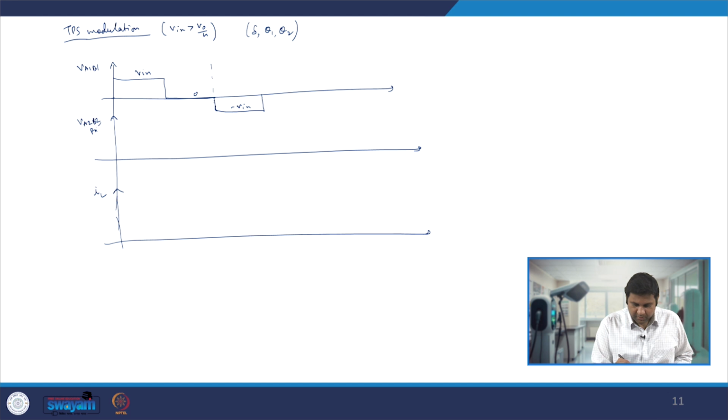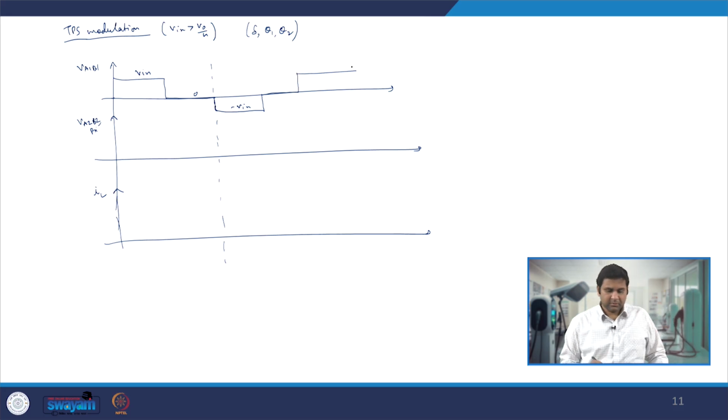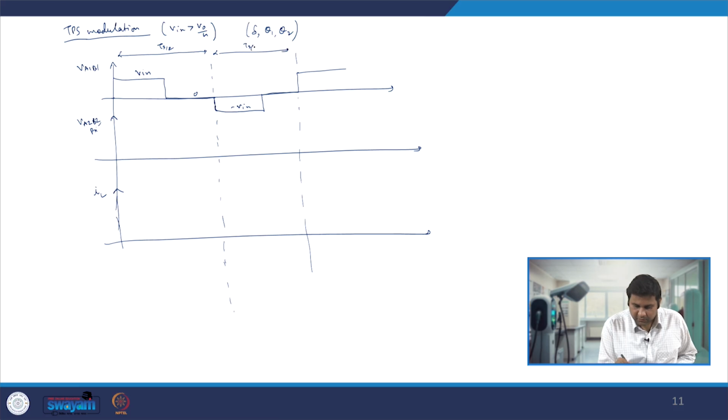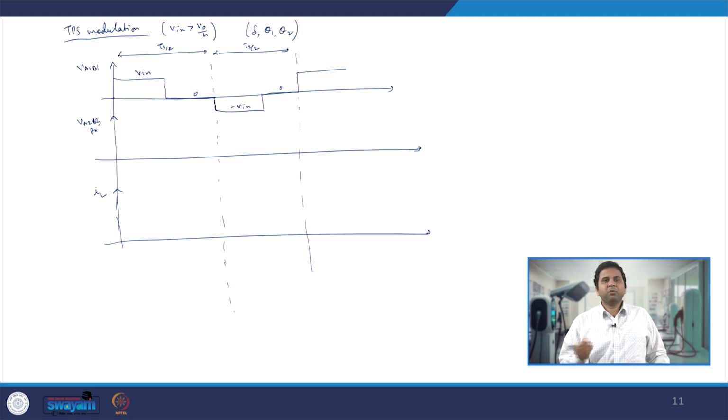So till this point it is Ts by 2, and then again it is 0 applied, and then finally it goes up to this point, and this point, if we say this is Ts by 2, this is again Ts by 2. So for some period we are now applying 0 voltage from the A1 B1. In A2 B2, along with the 0 voltage we are also applying some phase shift.